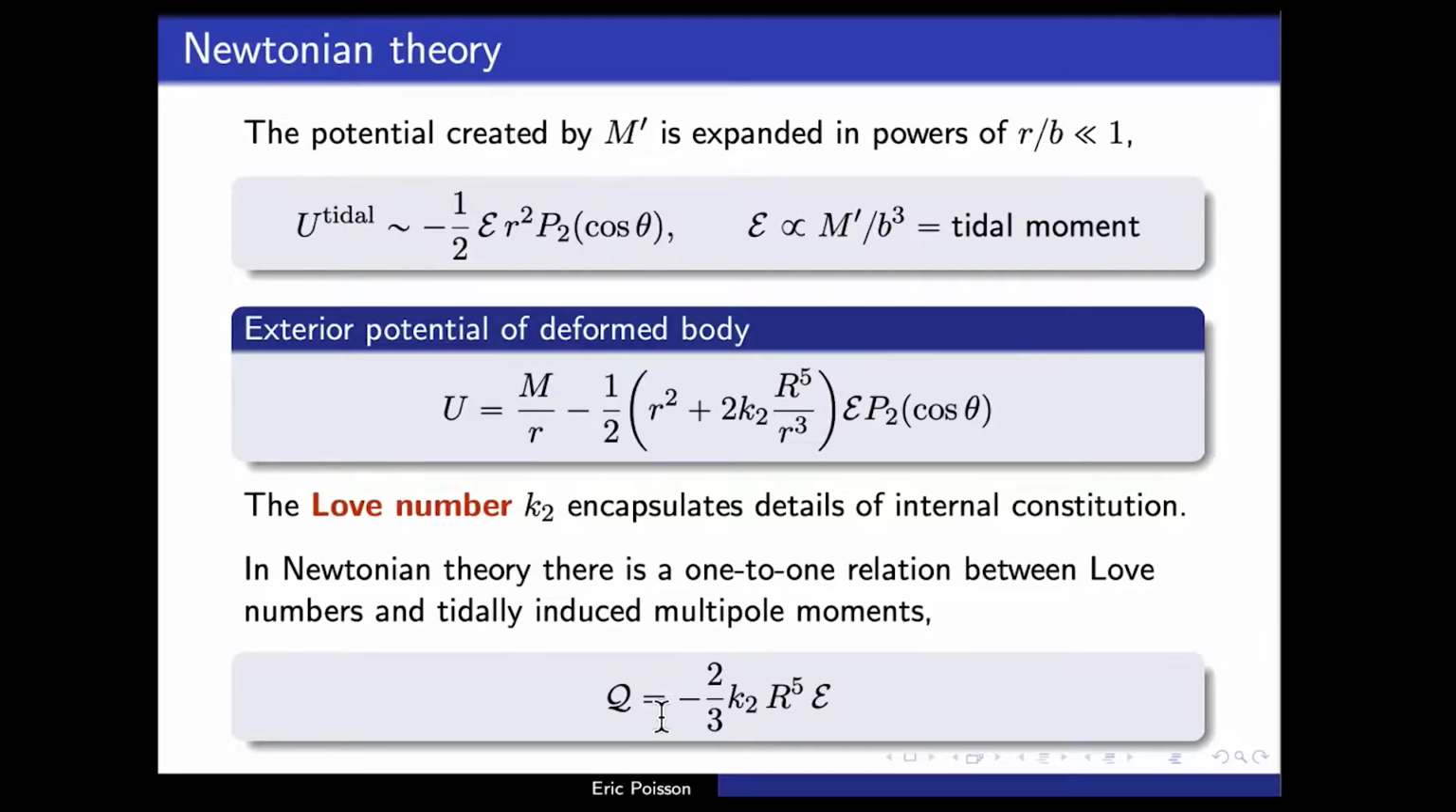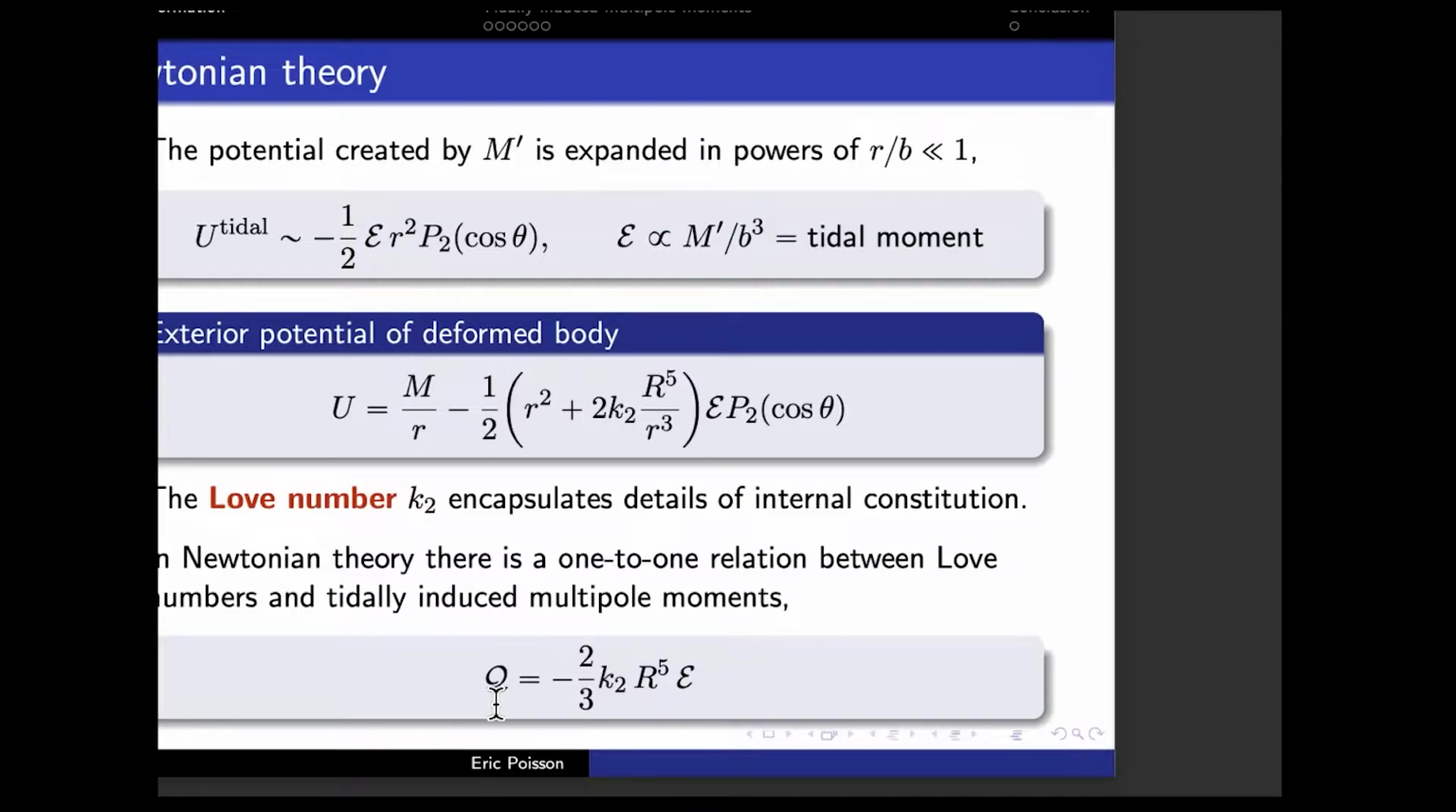And at leading order, you would have a quadrupole moment for the mass distribution that would be proportional to k2, the Love number, r to the 5th power, and would be proportional to the applied tidal field. So the response is linear in the tidal field, at least within this approximate description here. There could be nonlinear effects coming from the fluid mechanics inside the body, and I'll mention a couple of words about this later on. The key point here is that in the Newtonian theory, everything is simple, and there is indeed a one-to-one correspondence between Love numbers and tidally induced multipole moments.